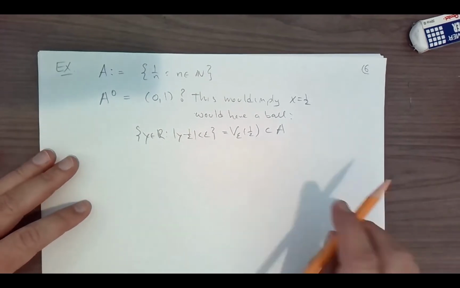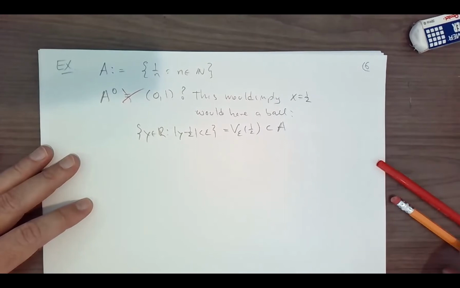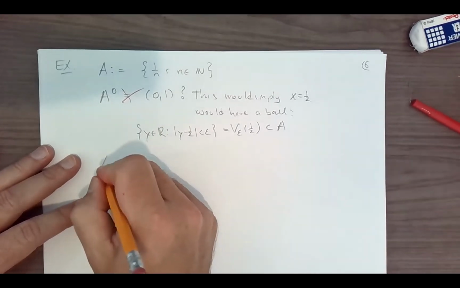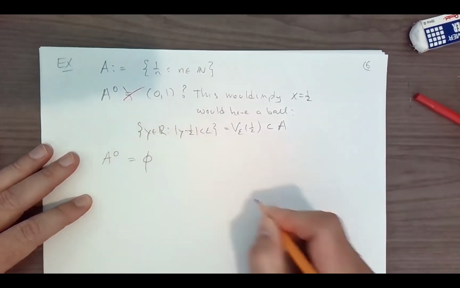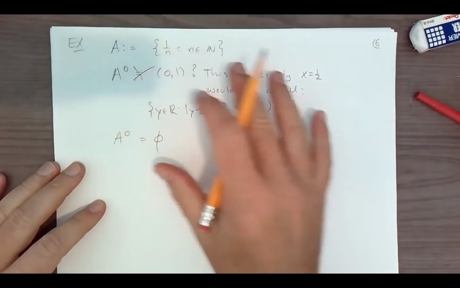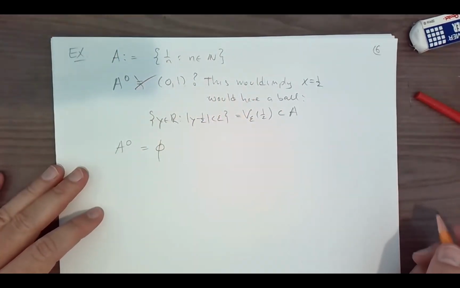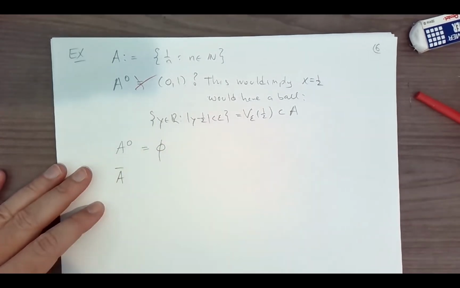But Andrew's right. This is not true. The correct one is that A has an empty interior. We cannot do this. This is way too punctured to do that. But we can look at the closure. What about the closure?